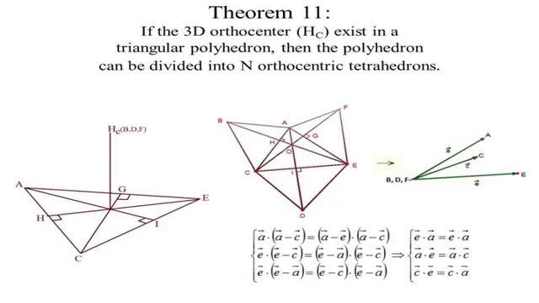And we have theorem 11. If the 3D orthocenter exists in a triangular polyhedron, then the triangular polyhedron can be divided into n orthocentric tetrahedra. By considering the tetrahedron formed by the 3D orthocenter and a triangular face, since the height of the tetrahedron is the normal at the orthocenter of the face, the tetrahedron is an orthocentric tetrahedron. And hence, the triangular polyhedron can be divided into n orthocentric tetrahedra. And that's the end of our theorems.